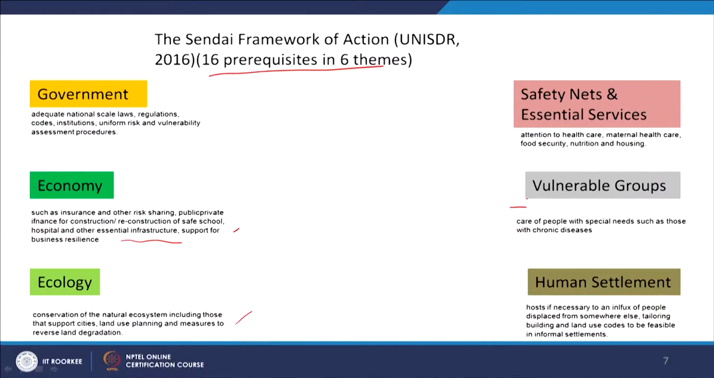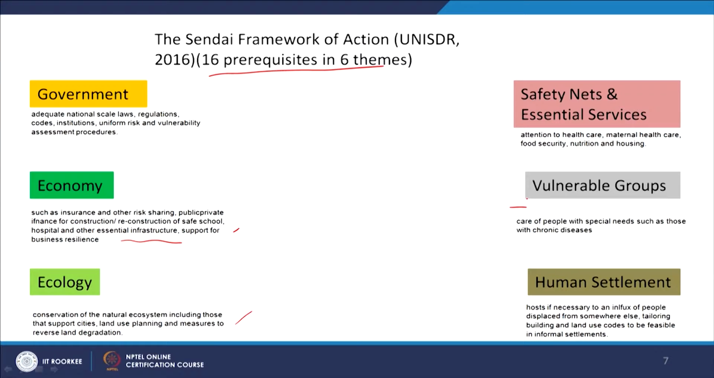And that is where we are talking about the vulnerable groups who have special needs, such as HIV, chronic diseases, or even the elderly people who are unable to cope with their livelihoods and unable to cope with certain stresses and shocks. So who are these vulnerable people? Human settlements, because in many cases, like in disasters, people migrate to different places and try to settle down. And this is where we need to talk about tailoring the building and land use codes to be feasible in informal settlements.